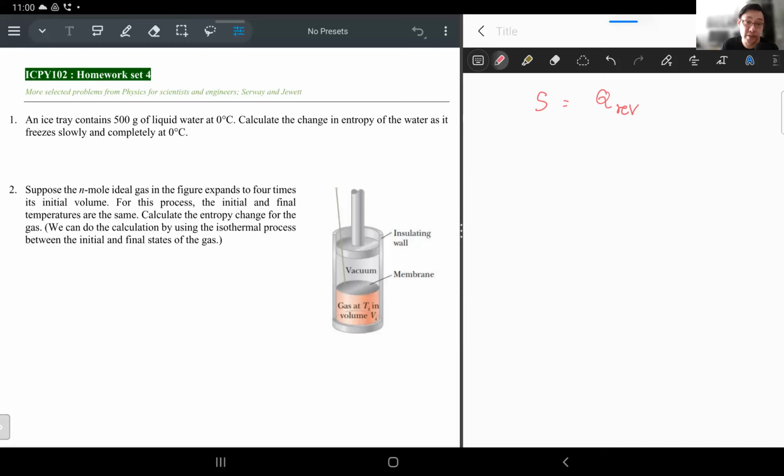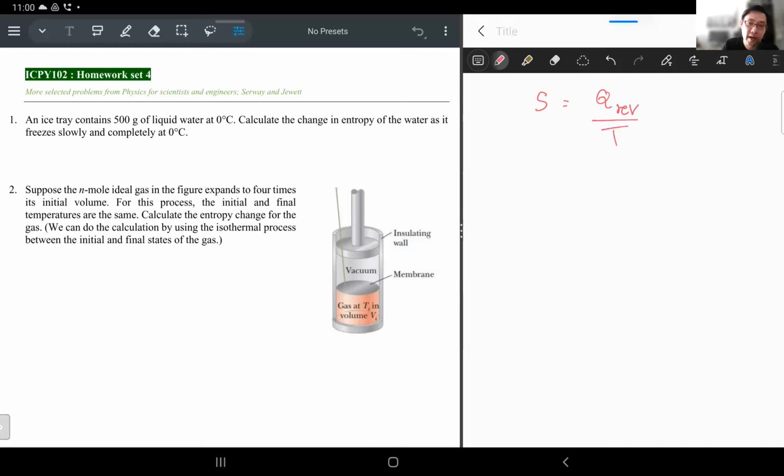So at least from what we have learned, try to calculate this heat from a PV diagram or some formula or relationship. If you can write down the formula, it's reversible. That's what we have been doing. If you can draw a curve in the PV diagram and write down an equation for it, we assume that is a reversible process, divided by temperature. So this is the definition of the entropy.